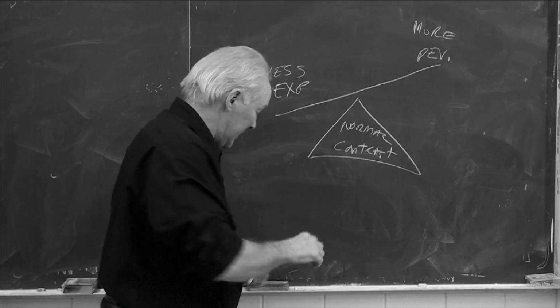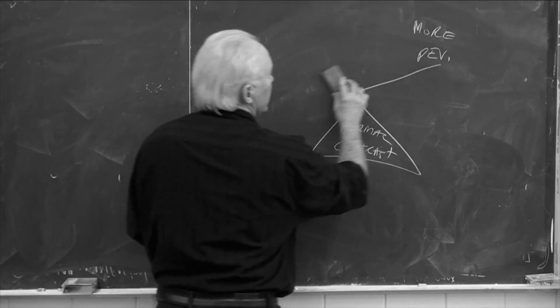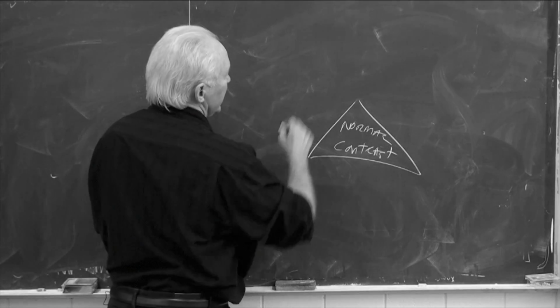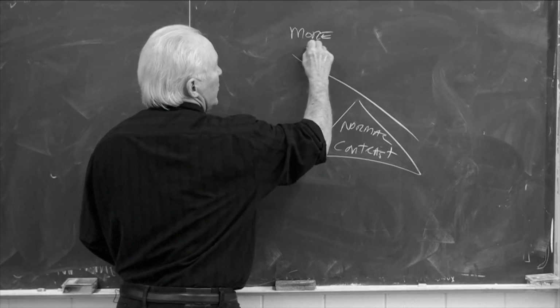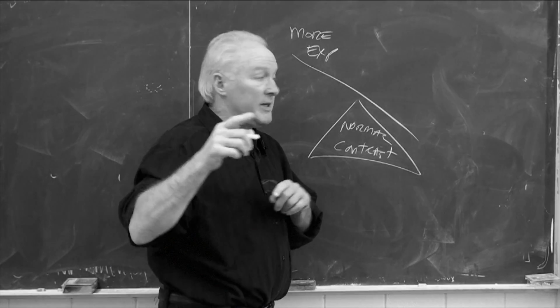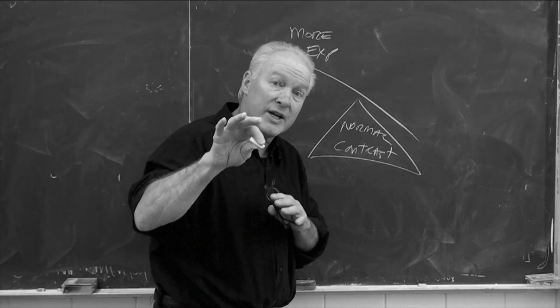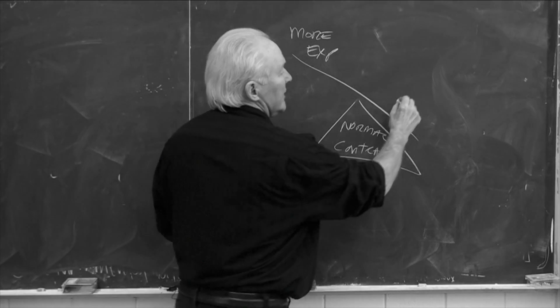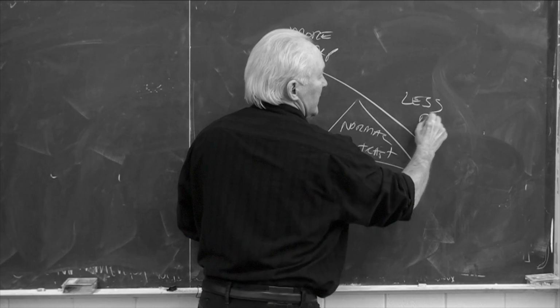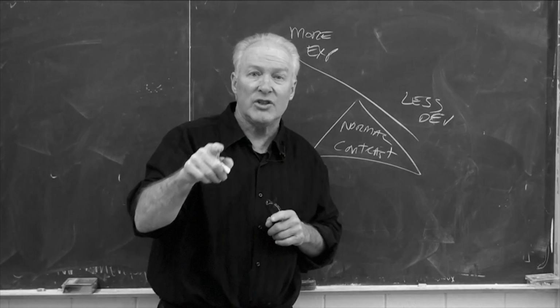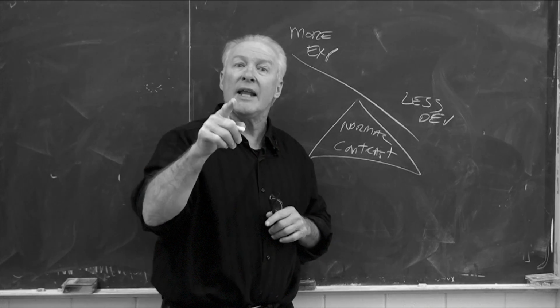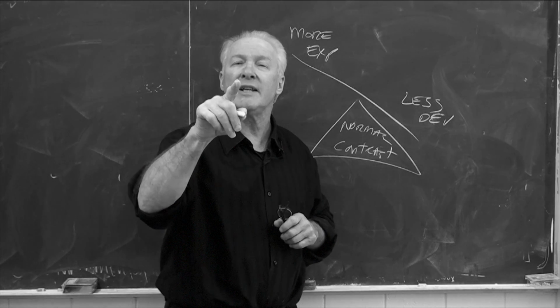Another possibility, if I can use the teeter-totter example again, is to give more exposure, but then because the teeter-totter is going down like that, you have to give less development. And that's it in a nutshell. That's what I'm going to discuss today. And here's how I sort of got into it.